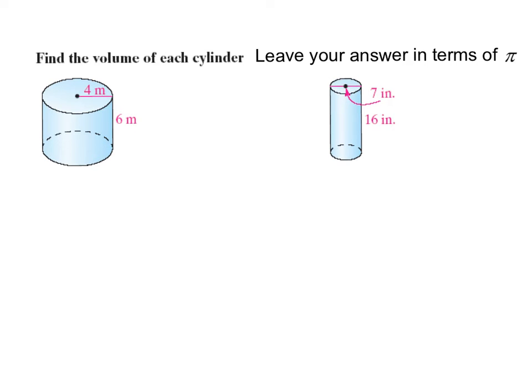All right, this next one, read the instructions. It's a little bit different. It says, find the volume of each cylinder and leave your answer in terms of pi. That means to leave pi in your answer. They're actually giving us a break. We're not going to have to multiply by 3.14. It's actually more accurate.